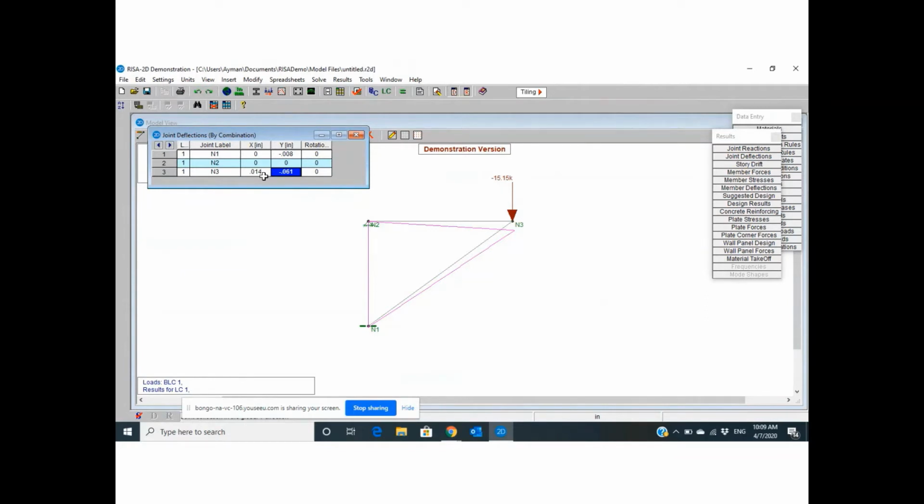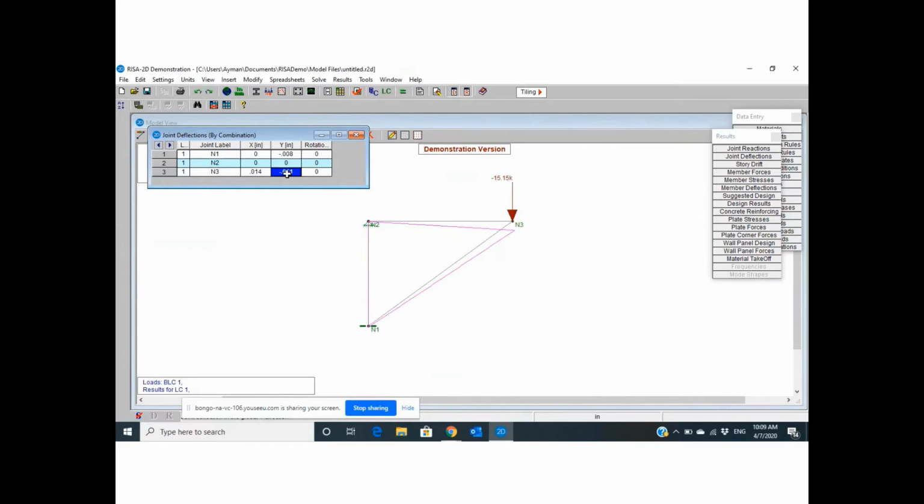In this method, the virtual work method, we will learn how to calculate these values for a truss. So we can get it by RISA, but we need to learn to understand how we can get these values by hand.